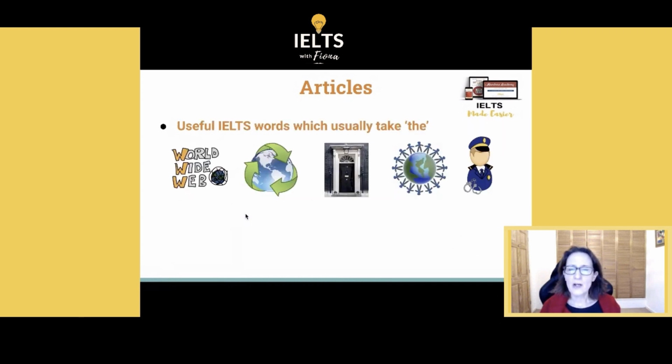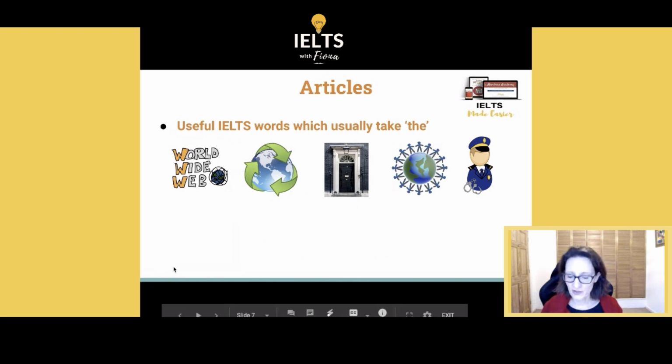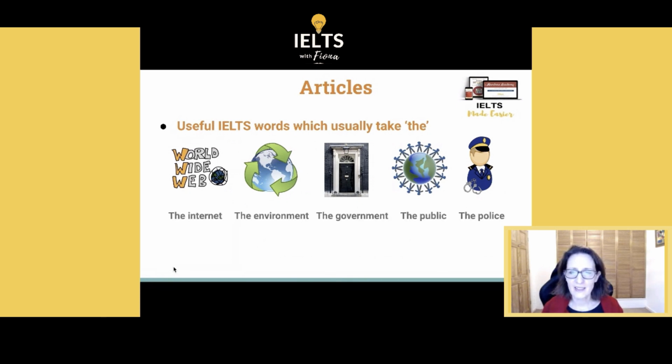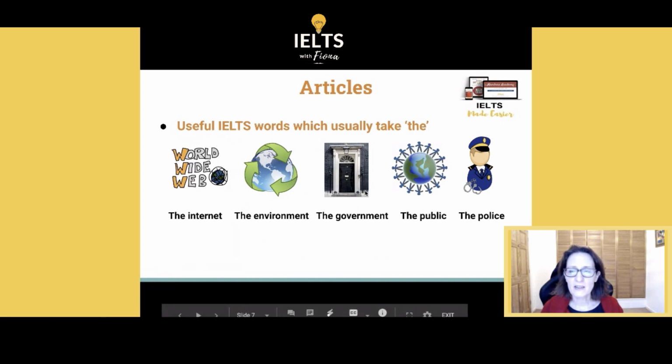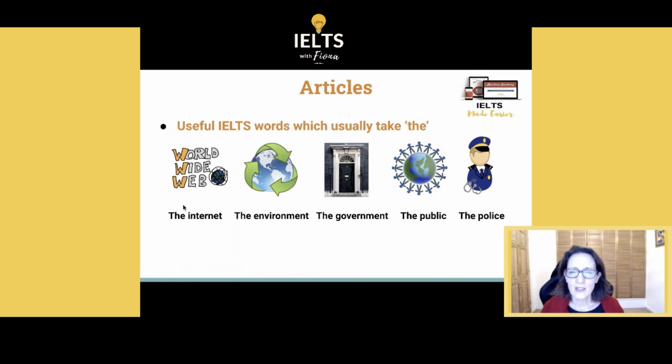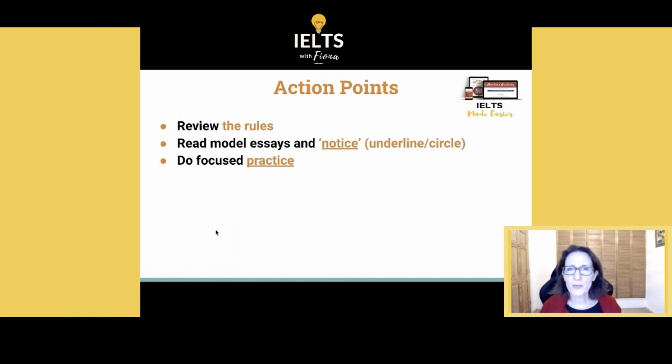There are other words I see common mistakes with, so they all need the. So what are they? The first one, the internet, then the environment, the government, the public, or the police. So, for example, the government needs to do more to protect the environment, or the police need to do more to protect the public. Where did you find this information? On the internet.